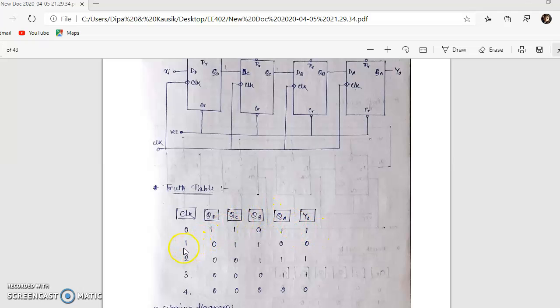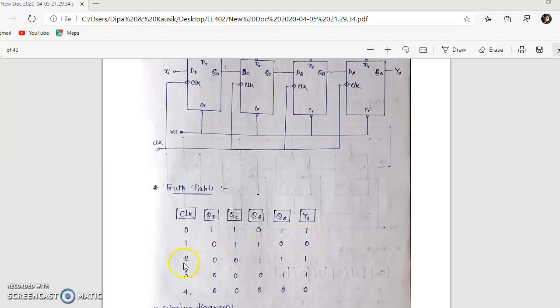When we apply the first clock, this time the QD value goes to QC, means QD value 1 goes to the QC value, QC value goes to the QB value, QB value goes to the QA value. That's why when the clock is 1, QD value is 0, QC value is 1, QB value is 1, QA value is 0. This time output is 0.